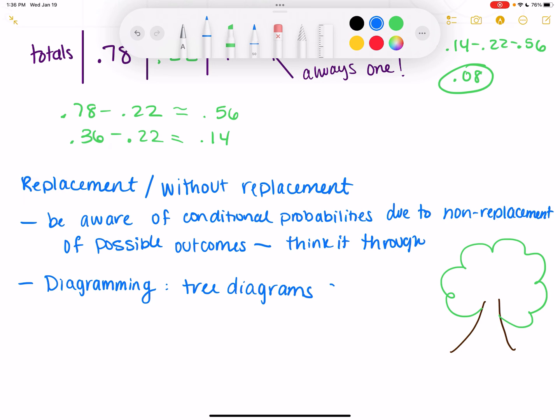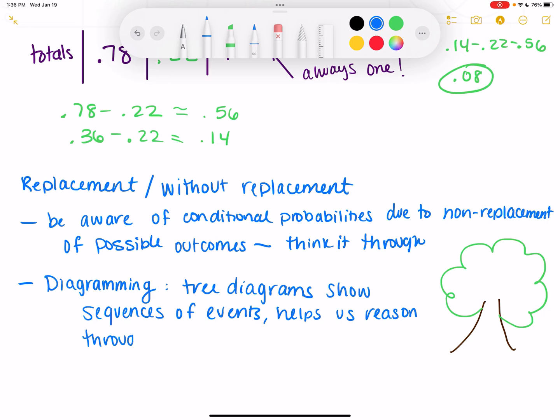Tree diagrams show sequences of events. It helps us reason through the situation and calculate complicated probabilities.